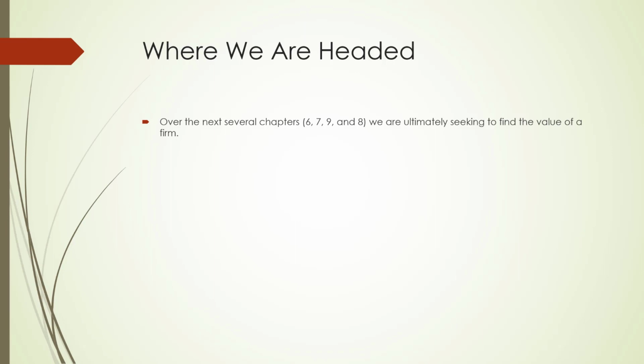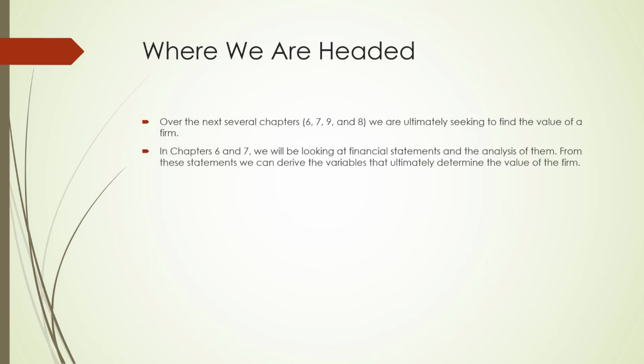In the upcoming chapters, 6, 7, 9, and then also 8, we're focused on finding the value of the company. Really, in particular, what we want to know is how much is the equity in the company worth, or in other words, what is the stock worth? So in chapters 6 and 7, we're going to be focused on the financial statements. Now, the problem with this is that financial statements are a record of what has happened in the past, and the value of the firm is based on what is expected to happen in the future.